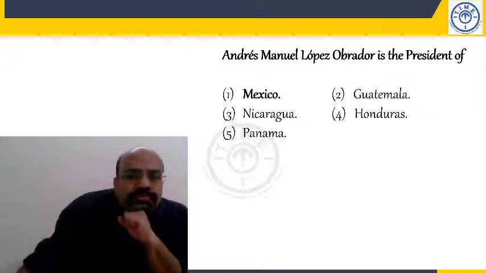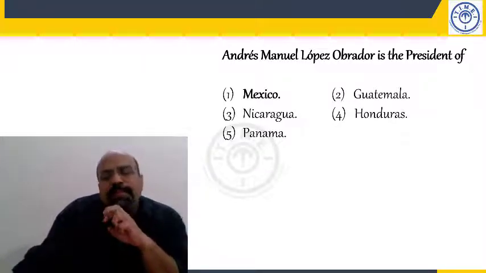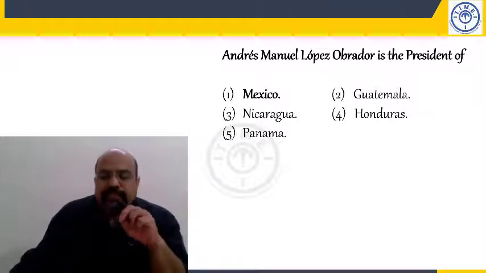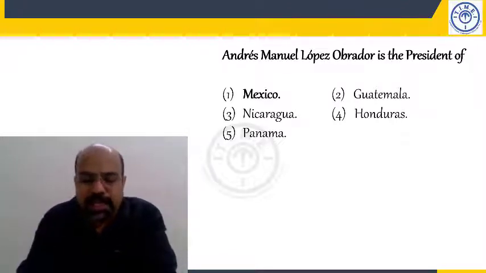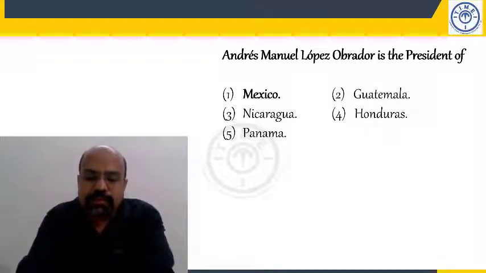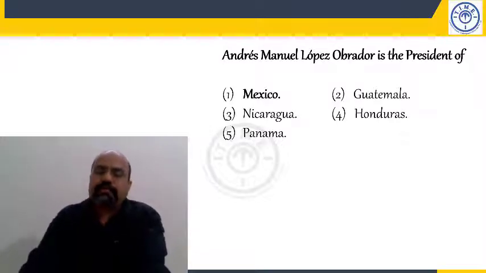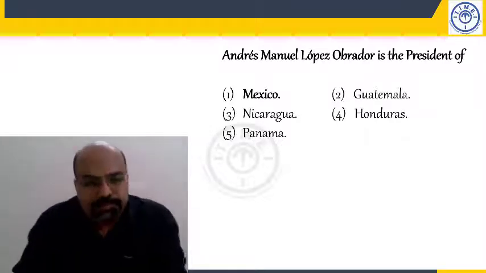Honduras, choice food. The capital is Tegucigalpa. I repeat, T-E-G-U-C-I-G-A-L-P-A. Tegucigalpa. That's the capital.